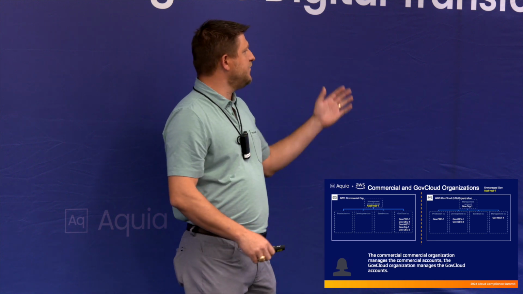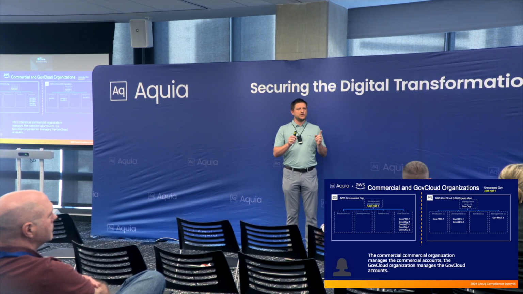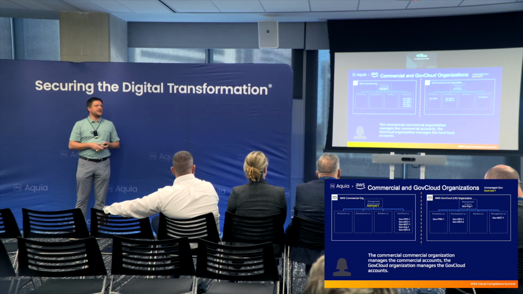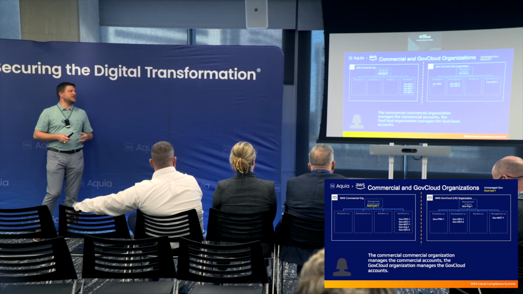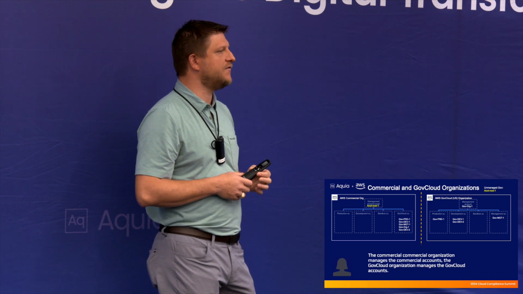And so if you see GovProd1 on the left, you also see a GovProd1 on the right. And those are 2 different accounts, each in a separate partition. Now, on the right-hand side, there is a GovCloud organization account that has been stood up in order to manage those GovCloud accounts.